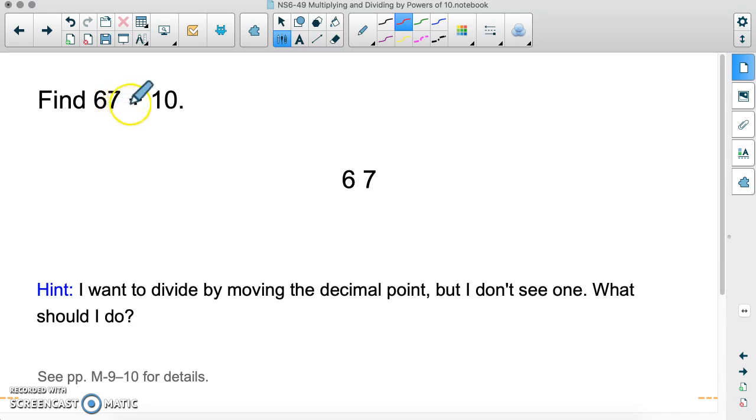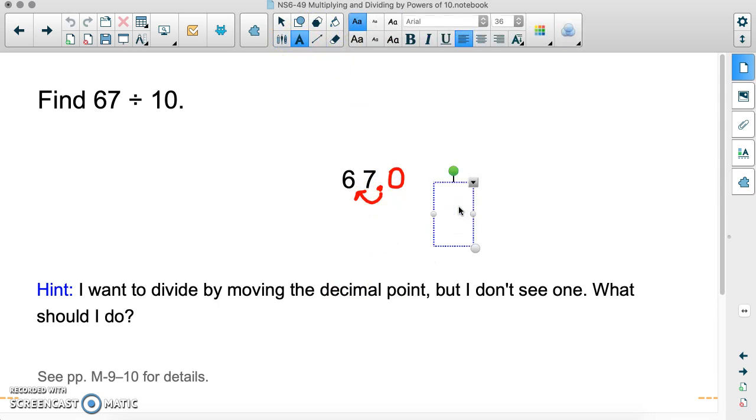Now, I want you to find 67 divided by 10. Well, we know the rule is to move that decimal point 1 place to the left, but I don't see a decimal point in 67, so what should I do? Well, we know that all whole numbers are decimal 0. We just might not see it. So if I'm going to divide by 10, I'm going to put this decimal in like it would be, and I'm going to move it 1 place to the left, just like the rule. So the answer is going to be 6.7.